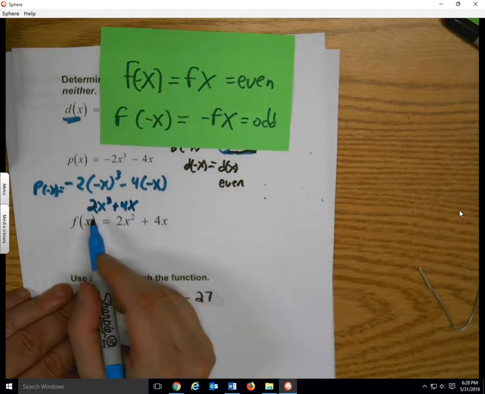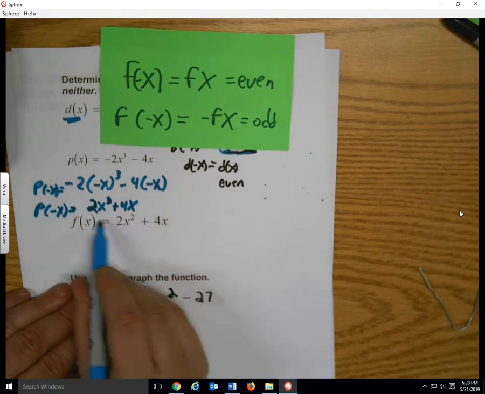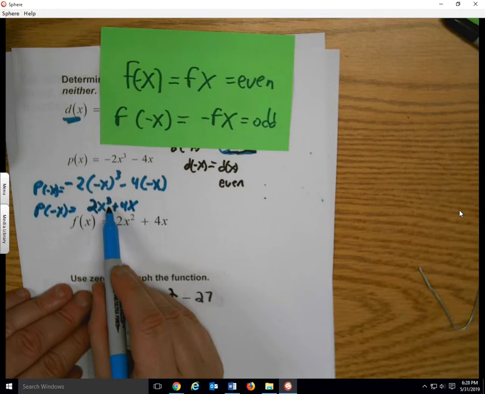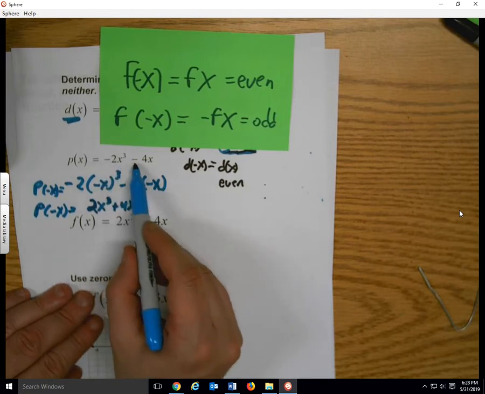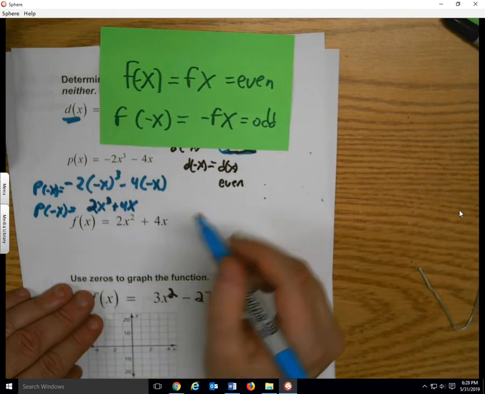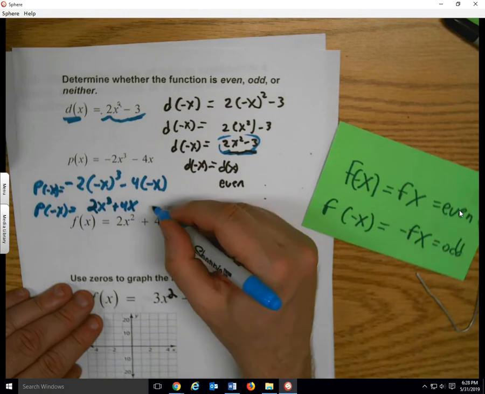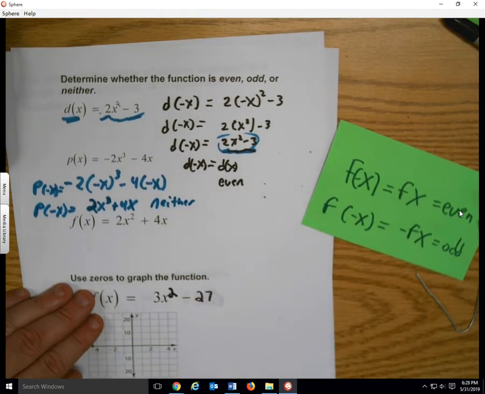Now if we look, can we substitute this with anything else? 2x cubed plus 4? Almost. You have a 2x cubed, but it's minus 4. This is a plus 4. So it's not odd, it's not even, it's neither. Let's do the last one.